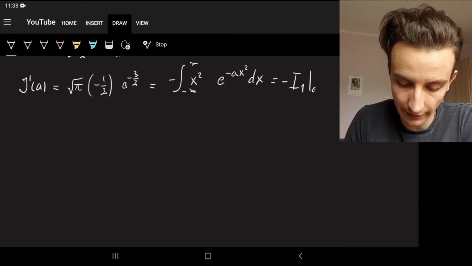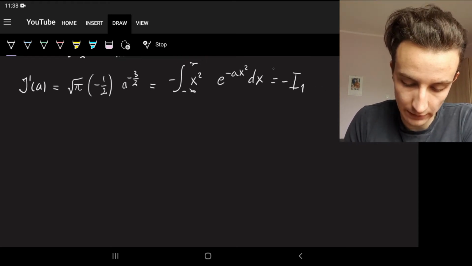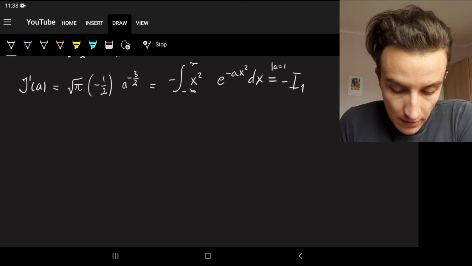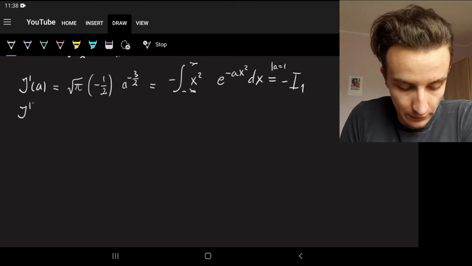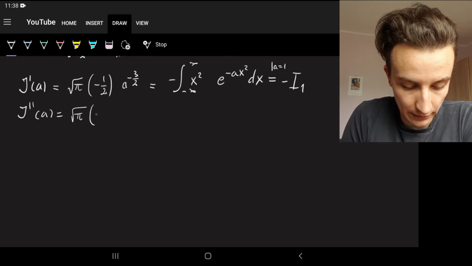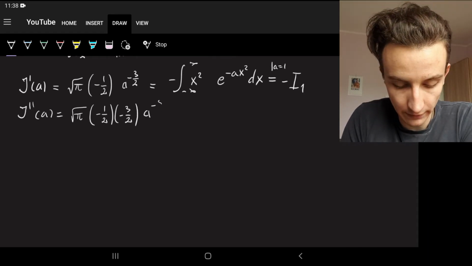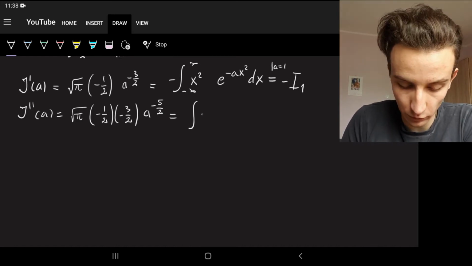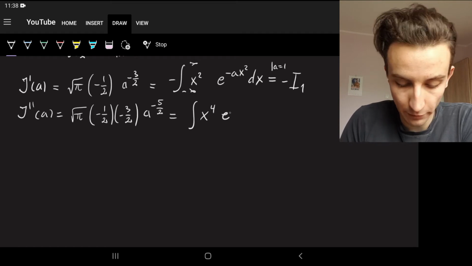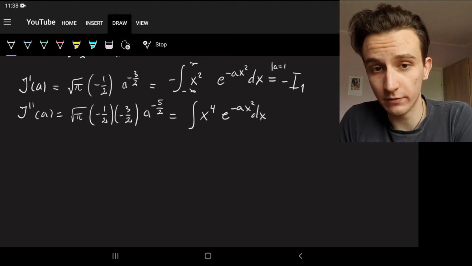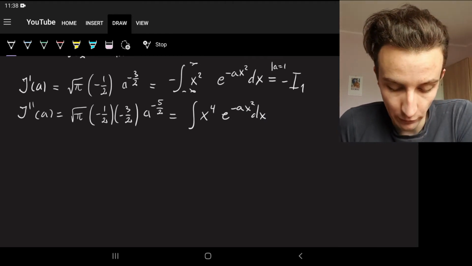Of course, that would be when a is equal to 1, sorry. When a equals 1, that's minus I1. Okay, so I'm not going to keep writing those, but I'm going to check what the second derivative is. So that's the square root of pi. Now we've got minus 1/2 times minus 3/2, and then a to the minus 5/2. Here we have minus 1 squared, which is plus 1, x to the 4th power e to the minus a x squared dx, and that would be plus I2 if a were 1.